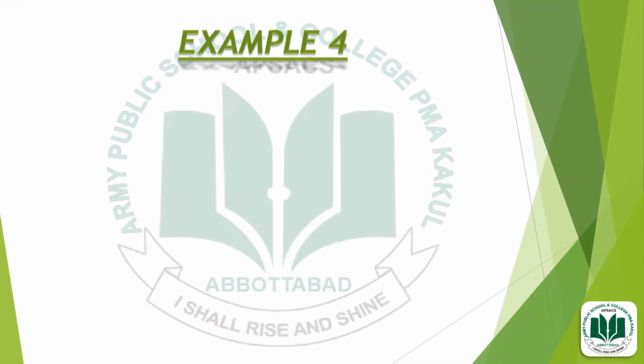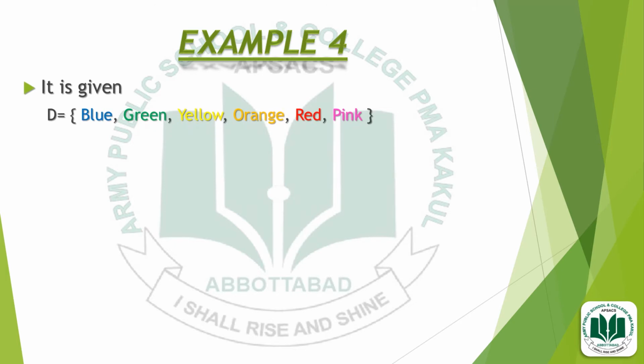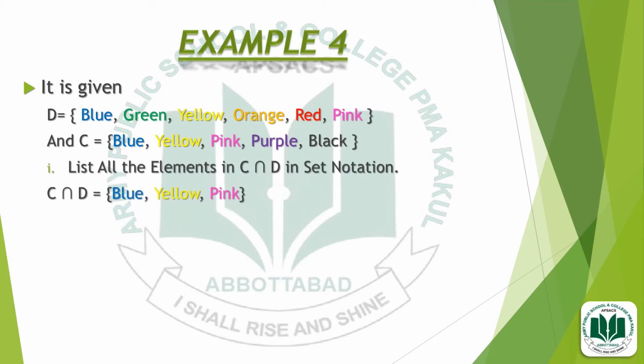Now let's consider another example, which is given as D is a set which contains these colors: blue, green, yellow, orange, red, and pink. Set C contains some other colors which are blue, yellow, pink, purple, and black. Now, if we want to find out the intersection of these two sets, that would be C intersection D equals to blue, yellow, and pink. Only these colors are common in C and D.